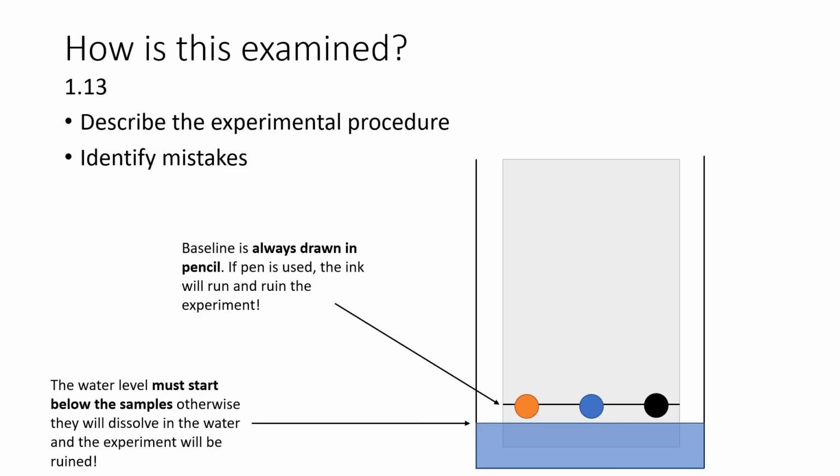Now for 1.13, the practical element of this is a very common exam question. Okay, they ask you about the different reasons for making certain choices within the experimental setup. What they might do, for example, is to draw an experimental procedure and ask you what's wrong with it. Almost always, one of the mistakes that they make is by drawing that baseline in pen. If you draw a baseline in pen, the ink within the pen will run into the experiment and ruin it.